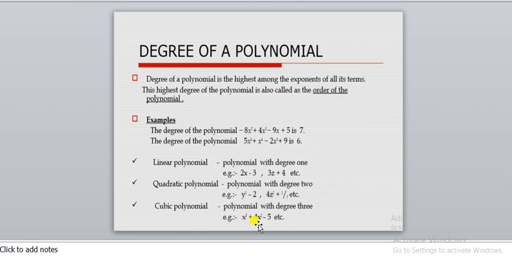x raised to 3 plus 4x raised to 2 minus 5. In this case, the highest power is what? 3. So it is a cubic polynomial, and the degree is 3.